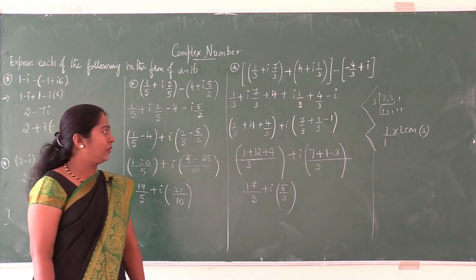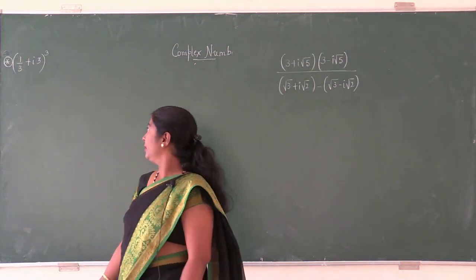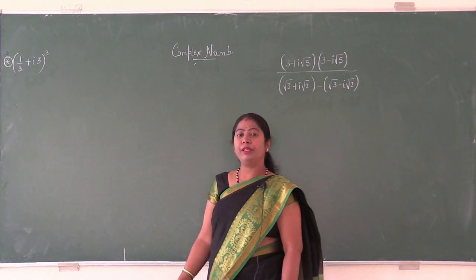That is the working column part. Please make a note of it. Moving on to the next problem, we have (1/3 + i·3) whole cube.